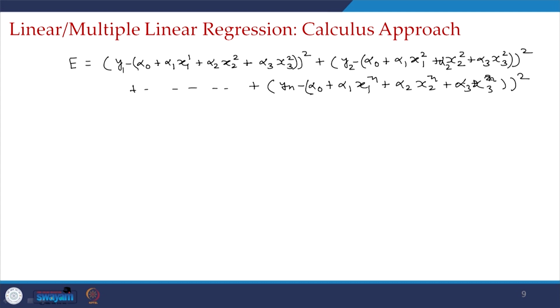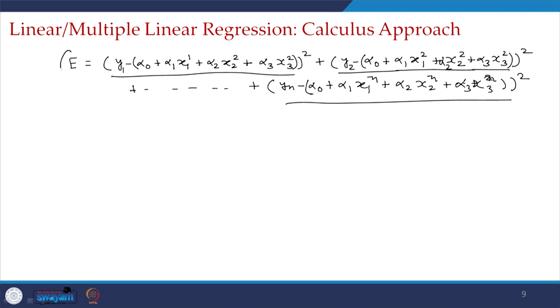So, this is the error function and it is nothing but the sum of the squares of the residuals. These are the residuals, the difference between left and right hand side of a given equation. So, I have to minimize this E, which means I have to find such alpha 0, alpha 1, alpha 2 and alpha 3 which minimize this error function E, and you can see it is a sum of squares. So, E cannot be negative.